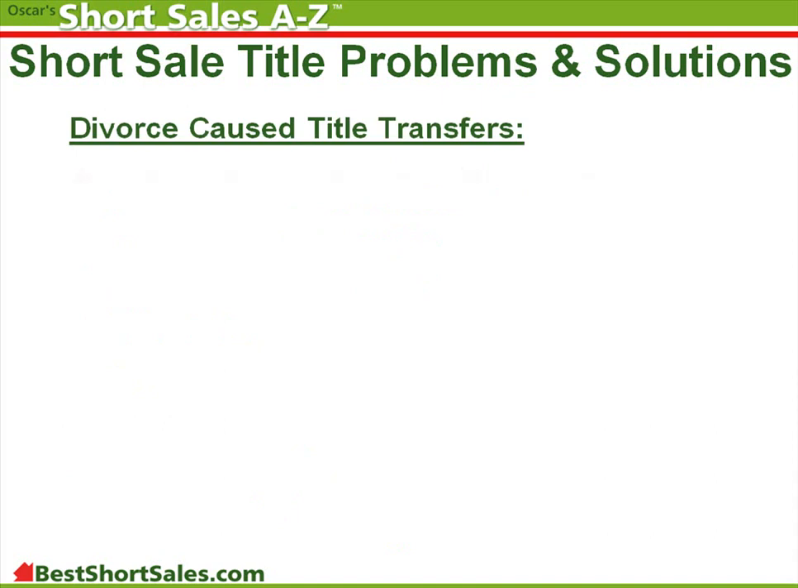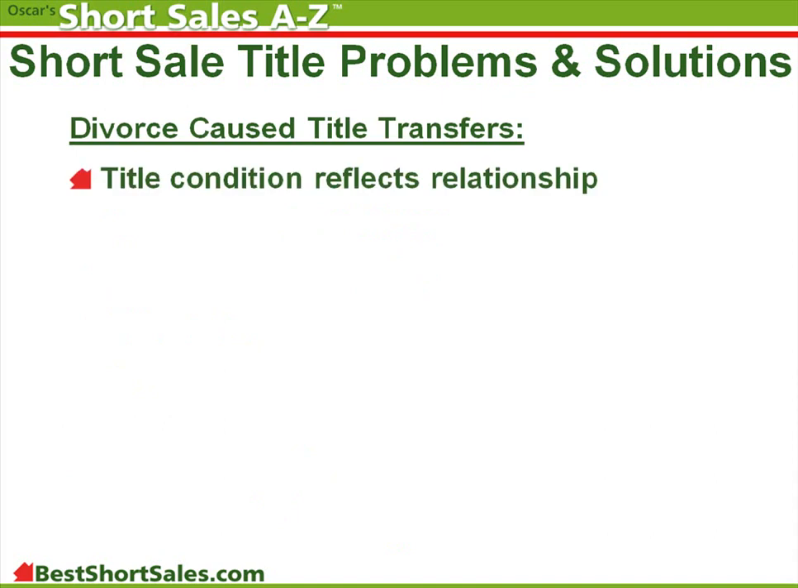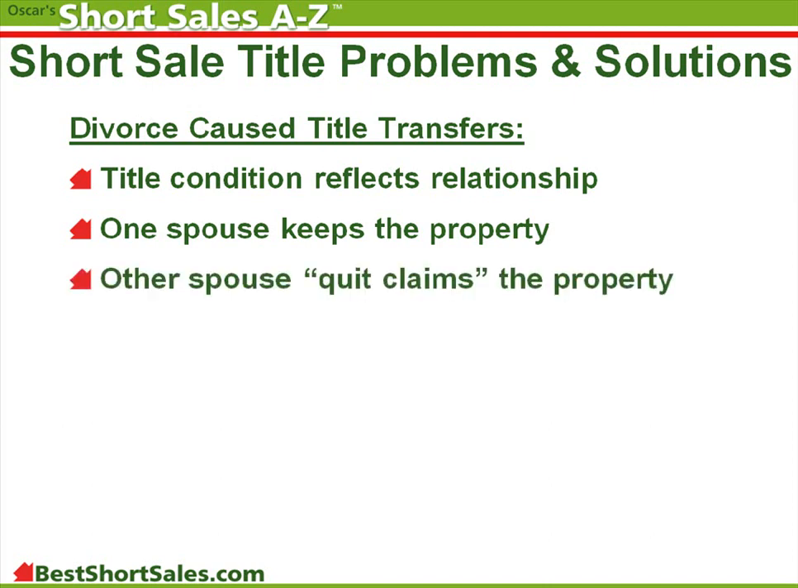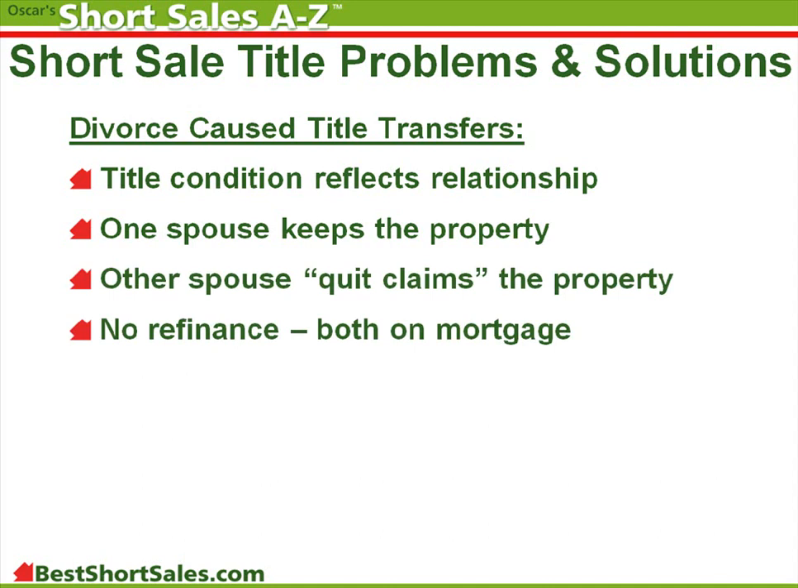Divorce-caused title transfers. When a couple separates, their relationship is reflected in the title condition of the property. Typically, when a couple divorces, as a result of the divorce settlement, one spouse keeps the property and the other quitclaims the property. And quite commonly, the property does not get refinanced. They are both still obligated to the loan they committed together. As a result, now they are both in foreclosure because one of them defaulted.